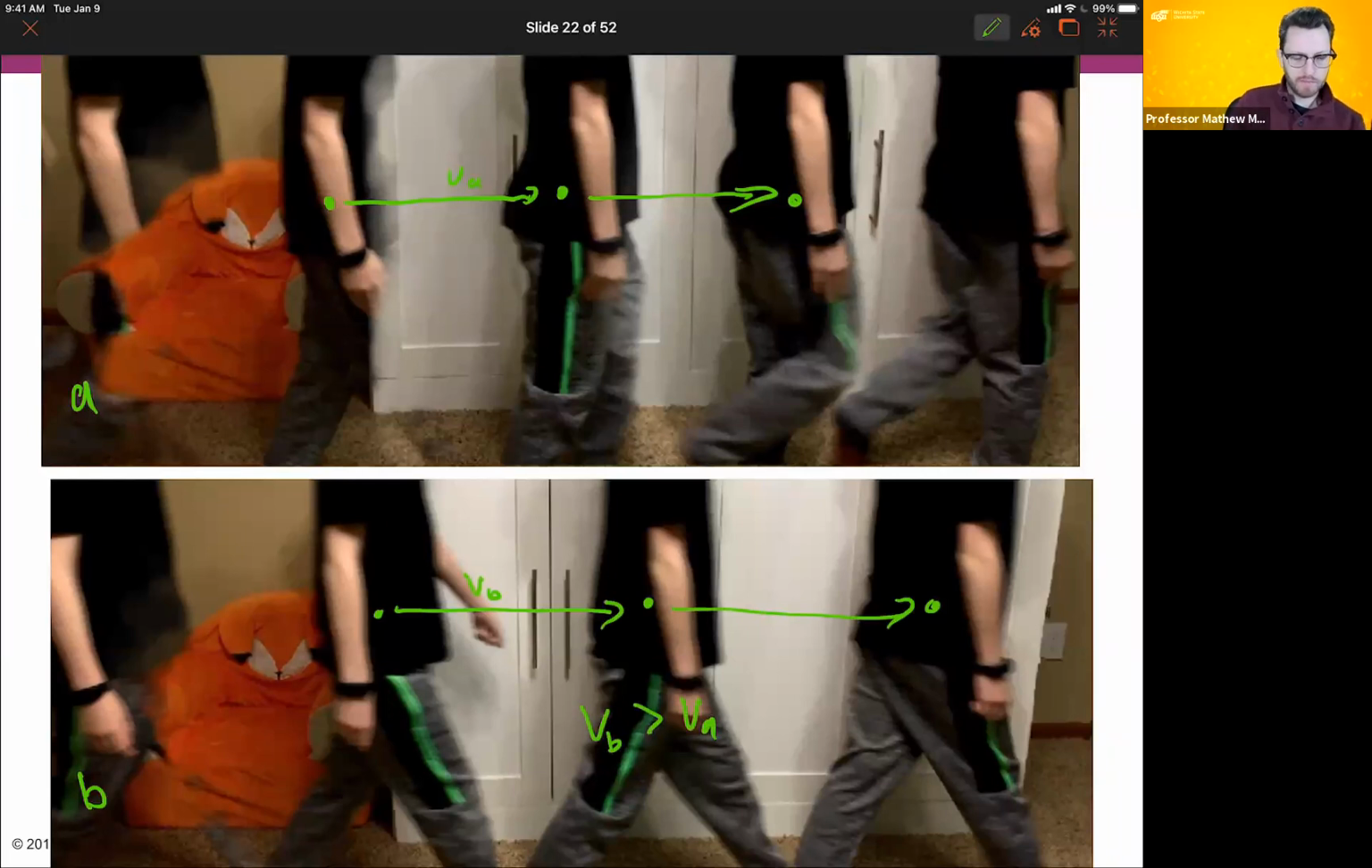Okay. That means he's covering more distance per time in the lower picture, right? That's why, with the same amount of time elapsed in these two images, there are fewer images on the bottom: he covers more distance per fixed unit of time.